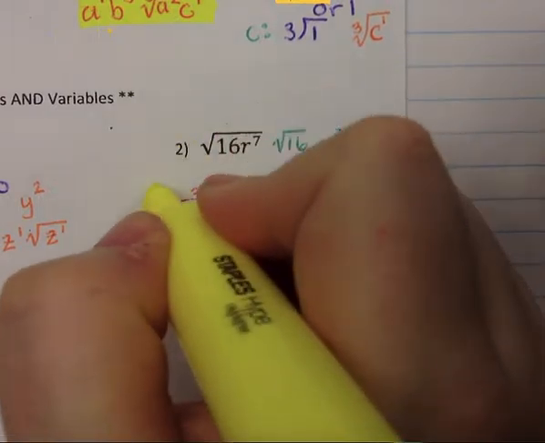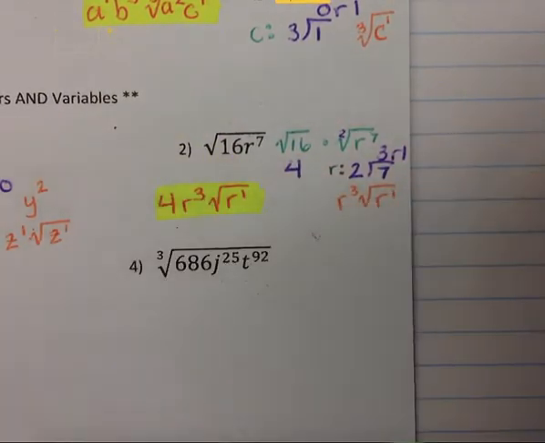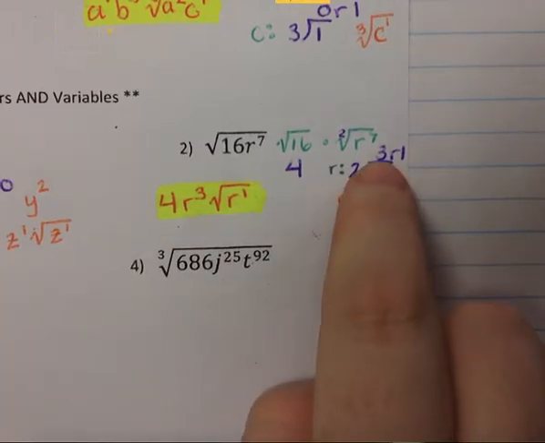You do not have to put the 1 on the exponent, but it is good to always know that that came from your remainder or from the how many times it went in perfectly.